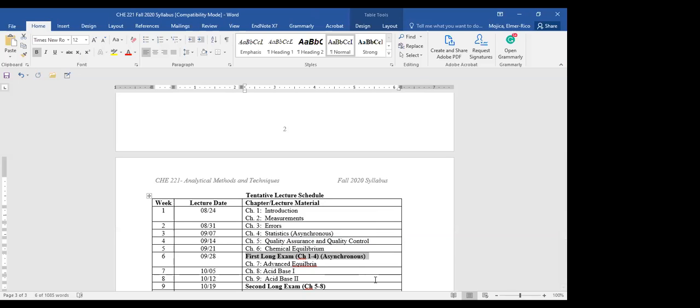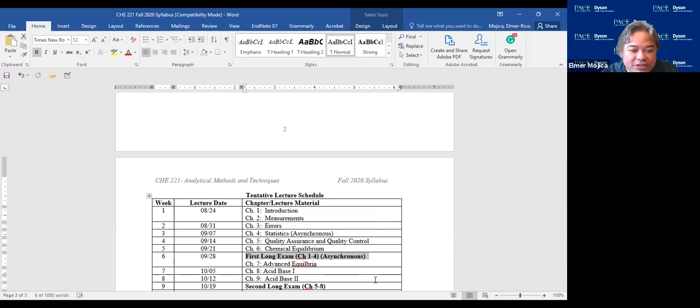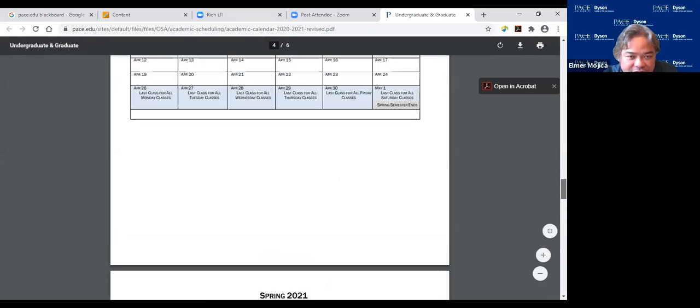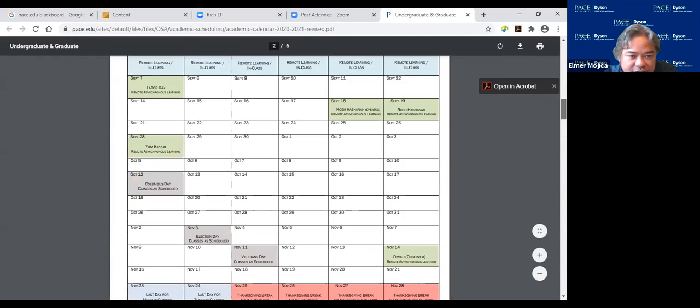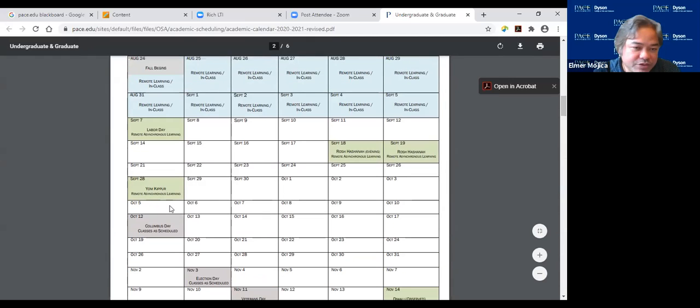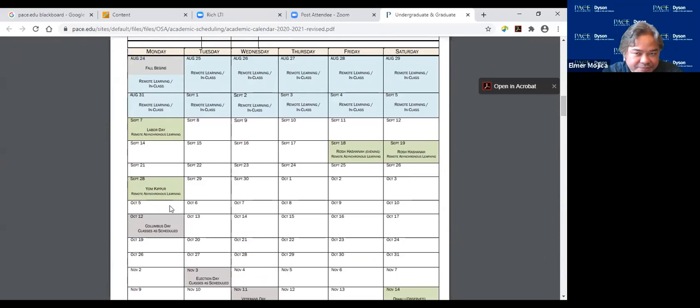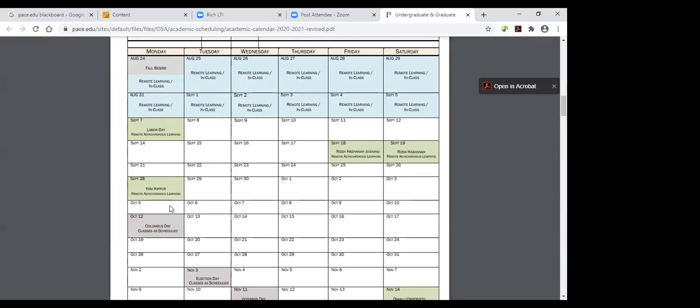Okay. But it's scheduled to be asynchronous. I'm trying to look at the PACE calendar. So this is how it says there: Yom Kippur, remote asynchronous learning. But I want to make sure, because some of you may be Jewish and celebrating that, so I can consider that. I will be available that day.